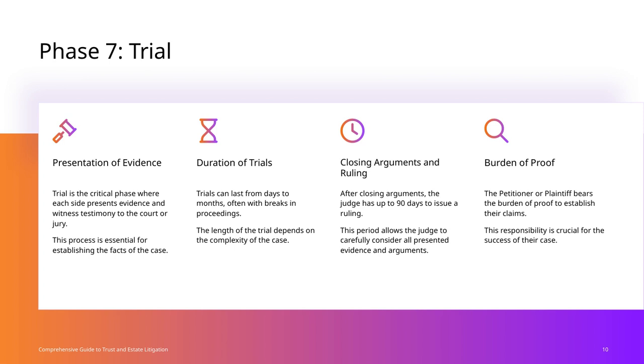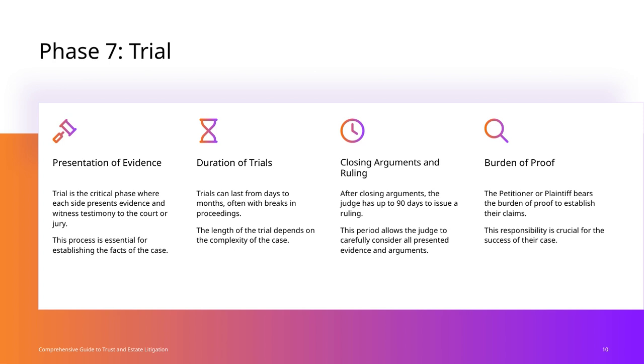After all the evidence has been presented and closing arguments made, the judge takes up to 90 days to issue a ruling. This period allows the judge to carefully review everything that's been presented and weigh the arguments thoroughly, ensuring a fair decision.